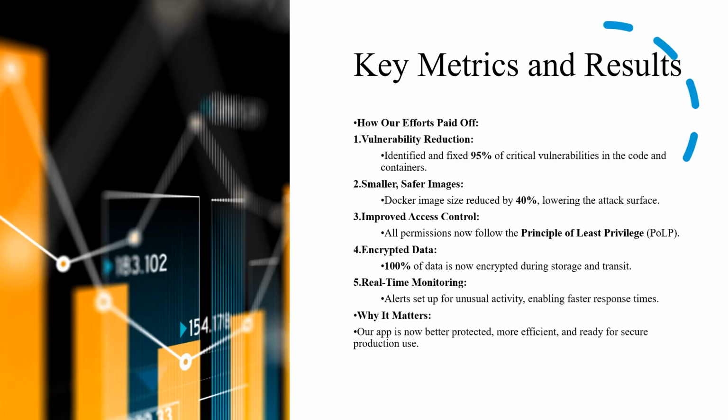So the key metrics and results we got from this: to wrap things up, here are some measurable results. We reduced critical vulnerabilities by 95%, shrank Docker images by 40%, and ensured 100% of our data is encrypted. These are clear indicators that our efforts are making a real impact.